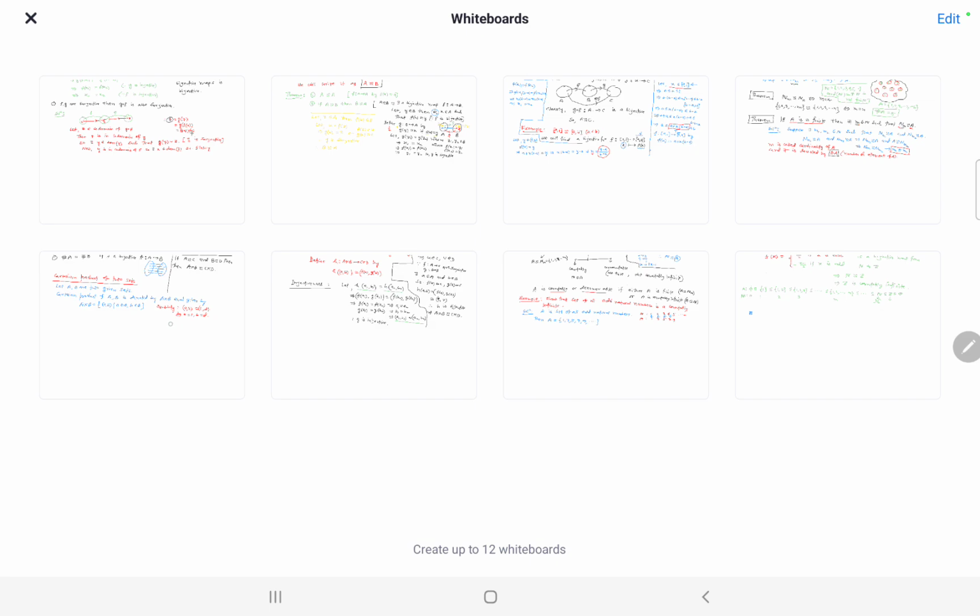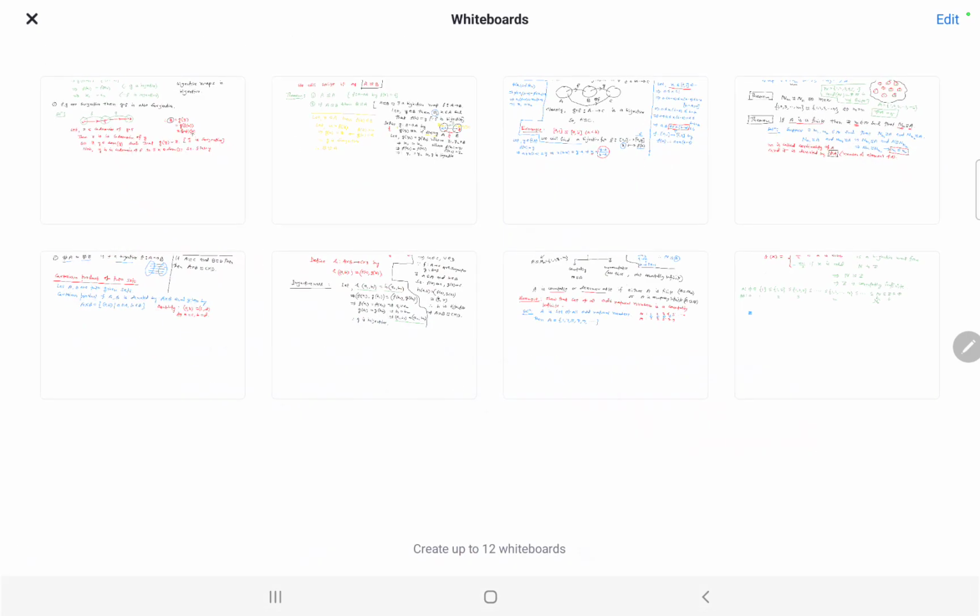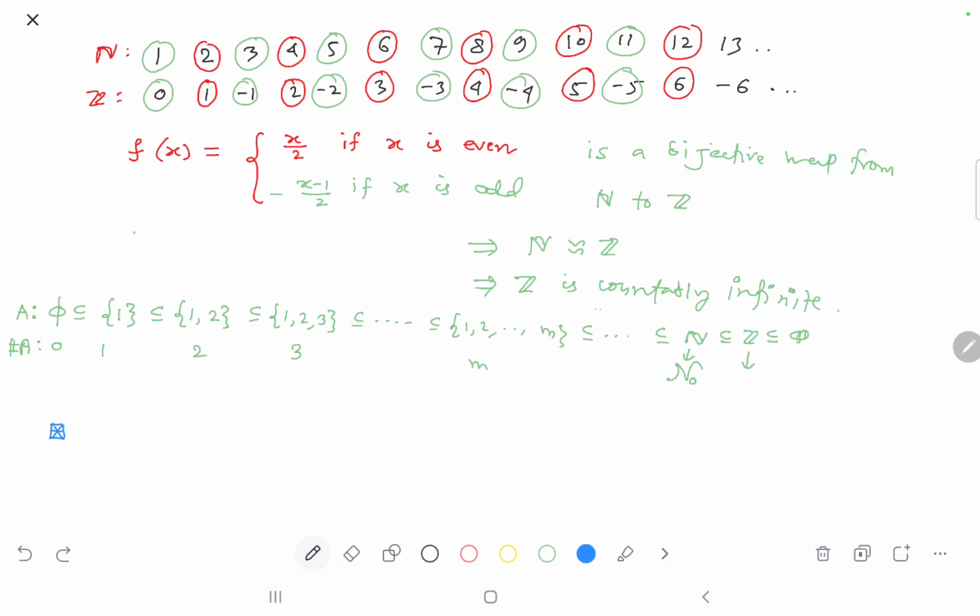Same cardinality. Two sets will have the same cardinality, and we write it if there is a bijective map from A to B. Look at this: we have a bijective map from N to Z, so this set will have the same cardinality, that is aleph naught.